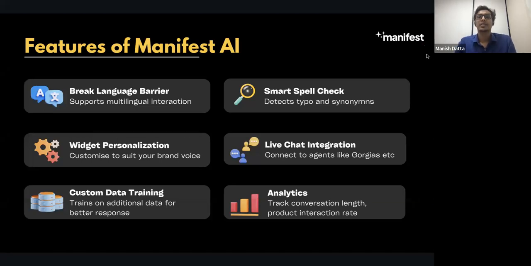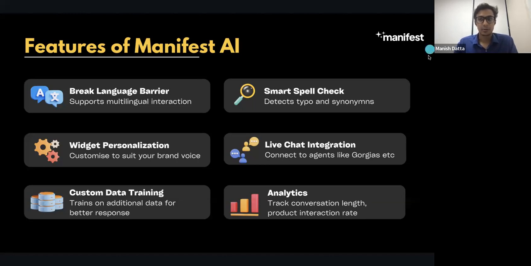Again, like we mentioned, integration, or rather the ability for customers to reach out to real-life humans, can be important. Even while AI can answer most of the questions, there might be cases where, say, critical customers could have questions they want to ask a real person. So we integrate with live chat platforms like Gorgias to make sure that your live support agents can reach out to customers and reply to them whenever required.